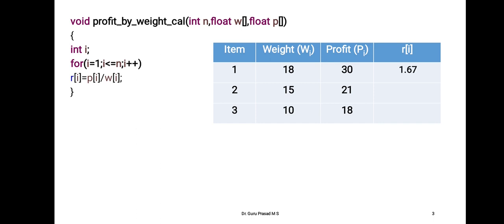The value is 1.67. Next, I value is incremented to 2. R of 2 equal to P of 2 divided by W of 2, that is 21 divided by 15, that is 1.4. Next, I value 3, 3 less than or equal to 3. R of 3 equal to 18 divided by 10, the value is 1.8. Okay, with the help of the profit by weight calculation method, we calculated the profit by weight of each item.